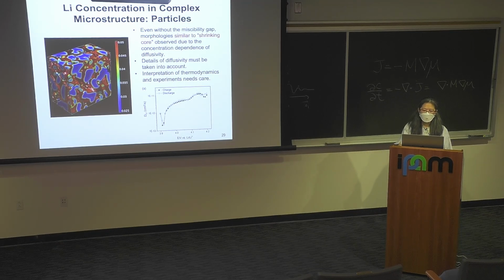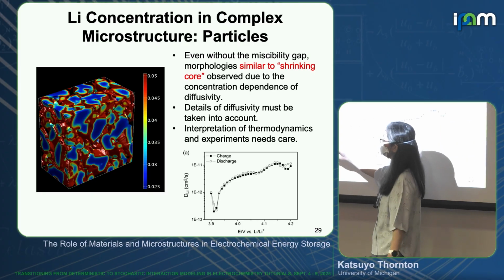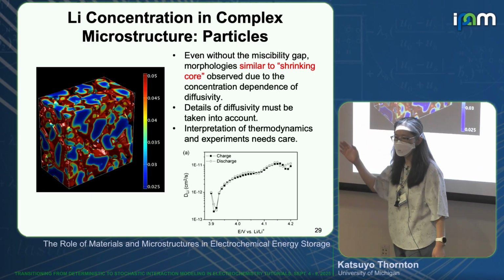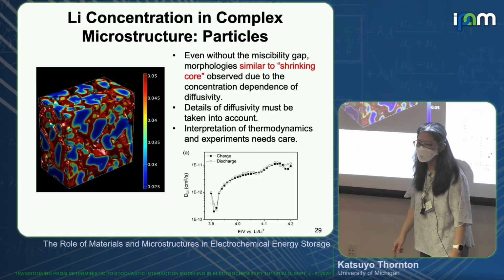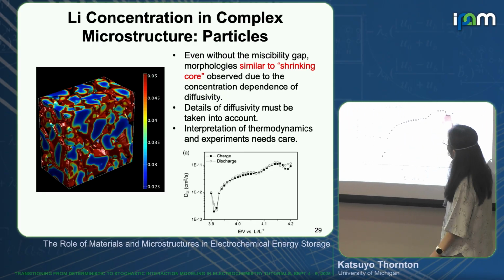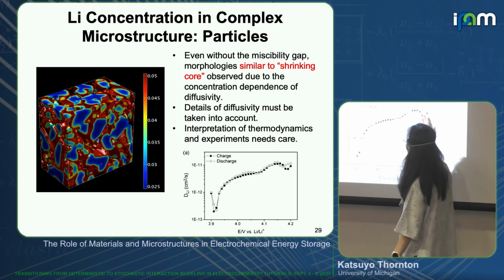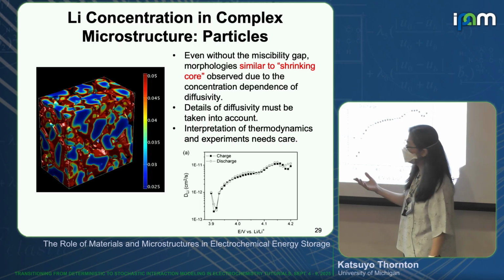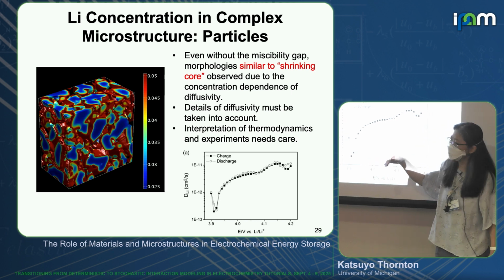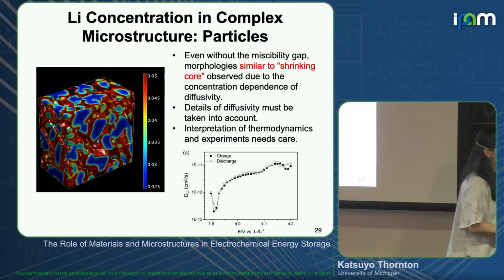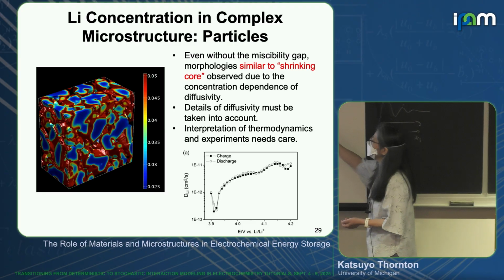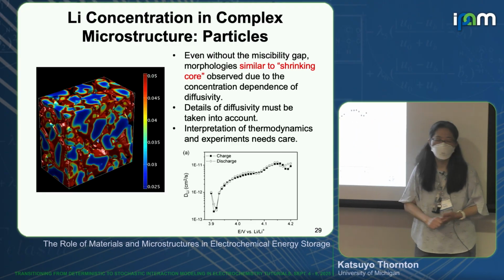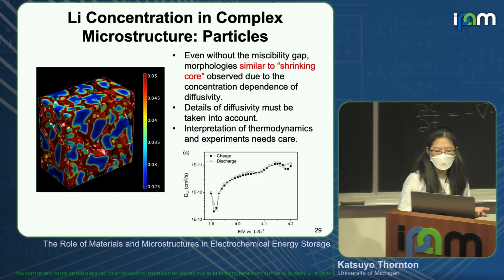Let's see. Did we talk about this? Yeah, so what we saw, this system is actually a single phase material, at least in this concentration range. We are seeing something that looks like a shrinking core, and that's only because of this diffusivity change as a function of the concentration. It just dives in once it gets to a certain concentration, and it really slows down. And then you get this shrinking core-like thing. And that means that this interpretation of the thermodynamics from experiments actually has to be done quite carefully.